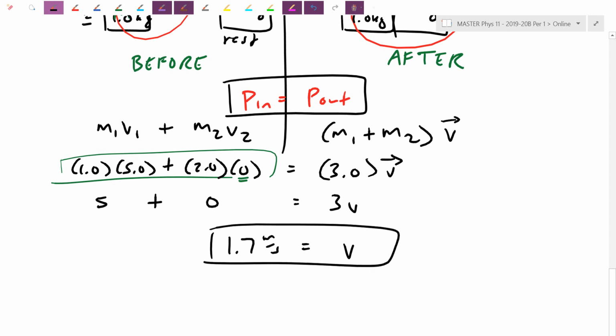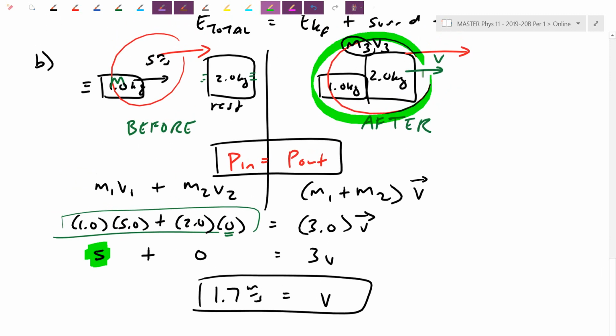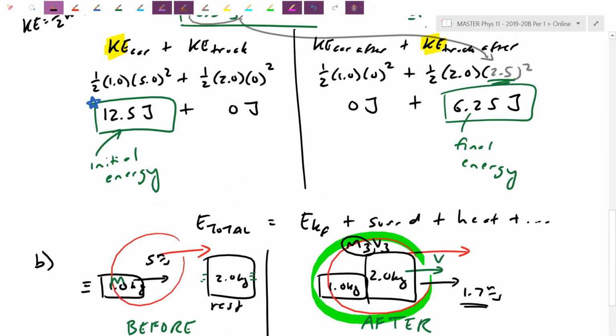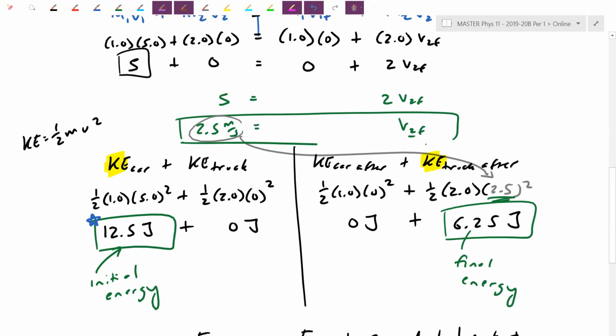So again, the physics is the same. We had 5 momentum from the car, the truck didn't contribute any momentum. For that 5 to be conserved in this after picture, this second object, the combined mass of 3 kilograms, has to zip off at 1.7 to conserve that 5. And if you compare this picture to the one that we just did, it's a heavier mass, and it even travels 1.7, which is even slower than the 2.5 we had calculated for just the 2 kilogram pulling off.